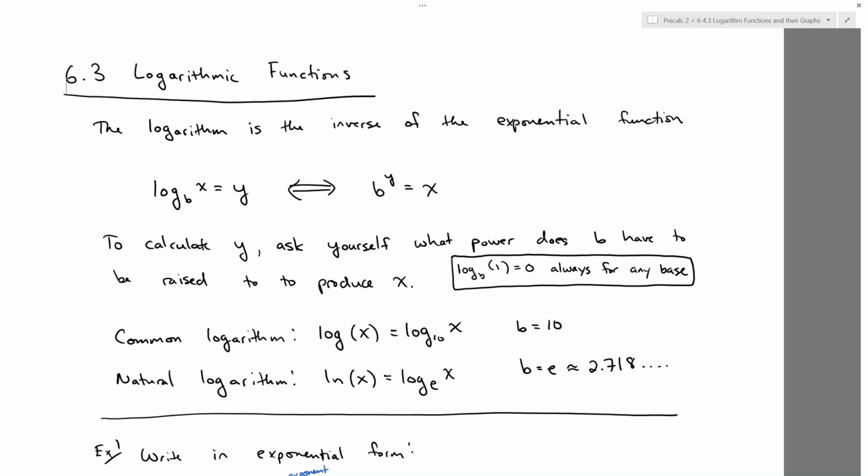In this lesson, we're going to talk about logarithmic functions. The logarithm is the inverse of the exponential function, similar to how dividing is the inverse of multiplying. For example, say you want to divide 56 by 7. You would ask yourself, what do I multiply by 7 to get 56? 7 times 8 would give you 56. So that means that 56 divided by 7 is 8.